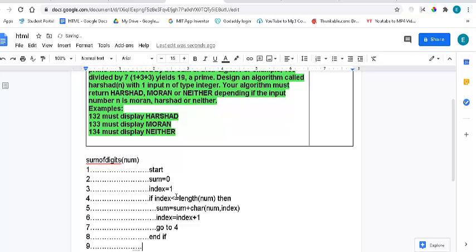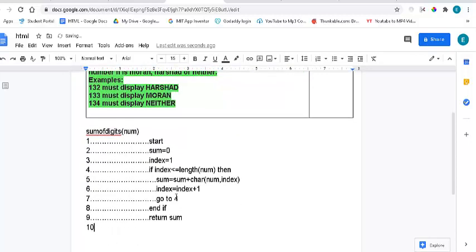And now I can return the sum and end the algorithm. Now, this simple algorithm returns the sum of the digits. Let's test it. That's very important. When you write your own algorithm, test it, and then you can use it in another one.